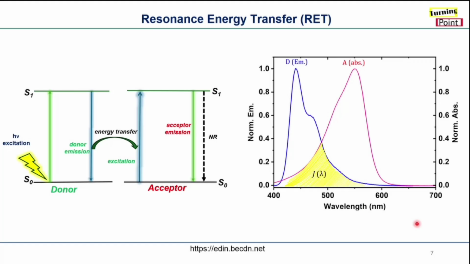For this process to occur efficiently, there must be a significant overlap between the donor emission spectra and the acceptor absorption spectra. According to Förster theory, the rate of energy transfer is given as follows, where R is the distance between the donor and acceptor molecule, which follows a 1 over R to the power 6 distance dependency.